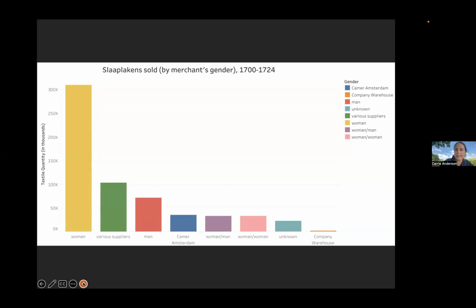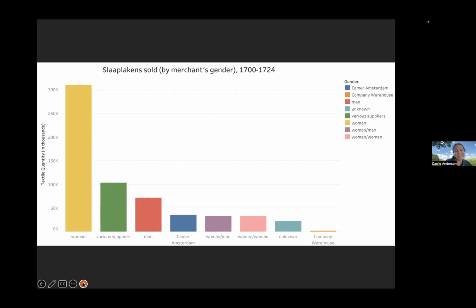And so I added this other gender category, and you can see that of all the hundreds of thousands of slaaplakens that were shipped to West Africa, 300,000, by far the majority of them, were provided by women merchants. And in fact, it's really even more than that if you look at the purple and the pink categories there. These are men and women teams or women and women teams.